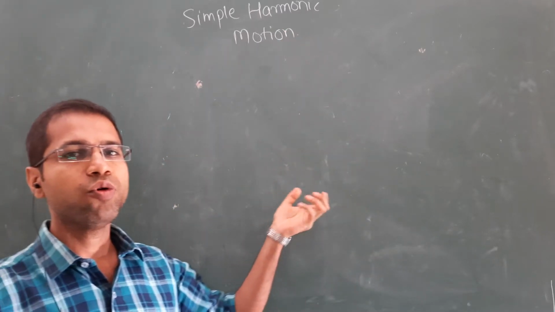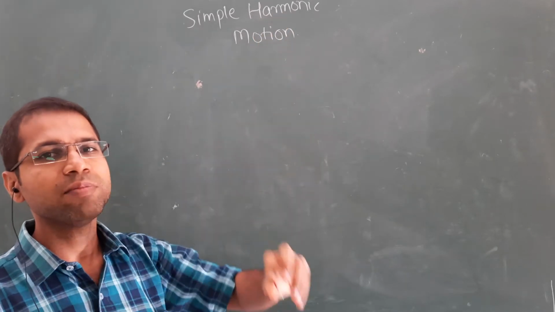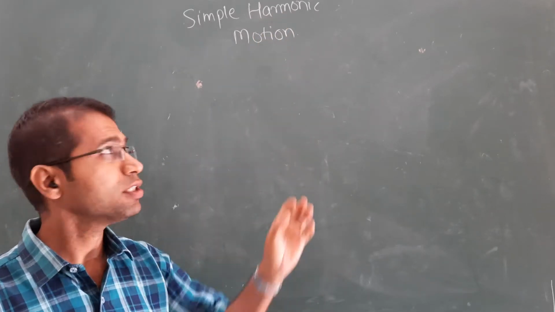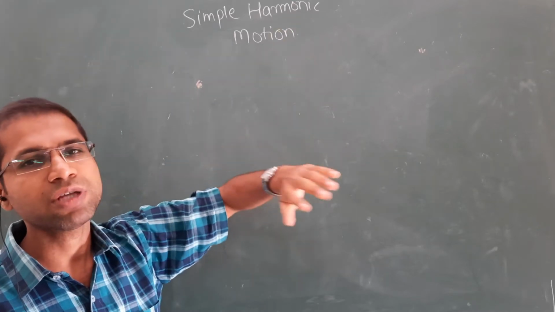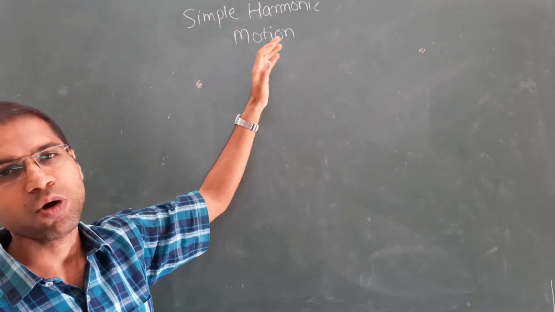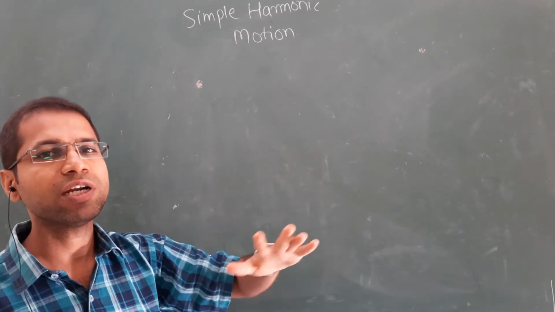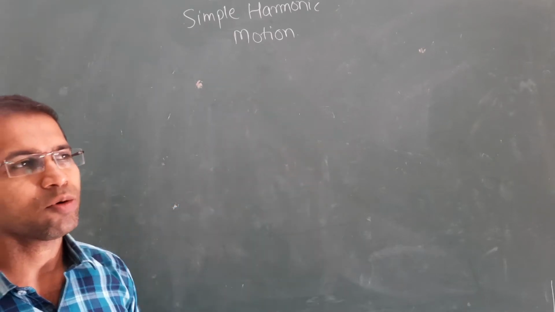Actually this is more related to the mathematics chapter. Harmonic means something which is a function of sine and cos. This is a mathematical term related to sine and cos. So this is called harmonic motion. Already we have discussed different types of motion in physics. So some more things we are going to discuss about this.